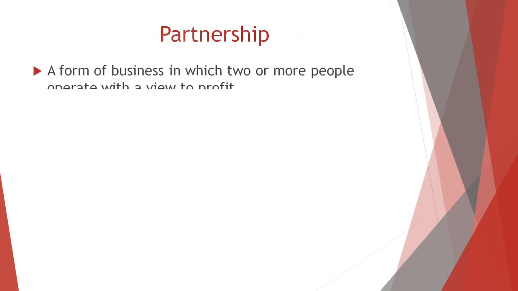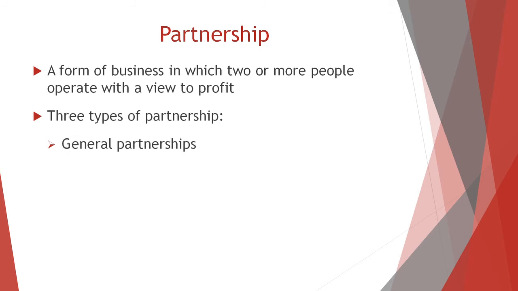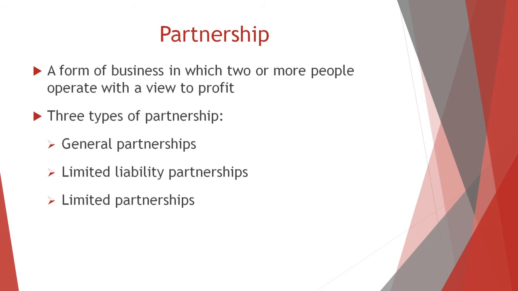A partnership is a form of business in which two or more people operate for a common goal, which is often making profit. In most forms of partnerships, each partner has personal liability for the debts incurred by the business. There are three typical classifications of partnerships: general partnerships, limited liability partnerships, and limited partnerships. The former two classifications, general partnerships and limited liability partnerships, will be discussed in detail in the forthcoming modules.